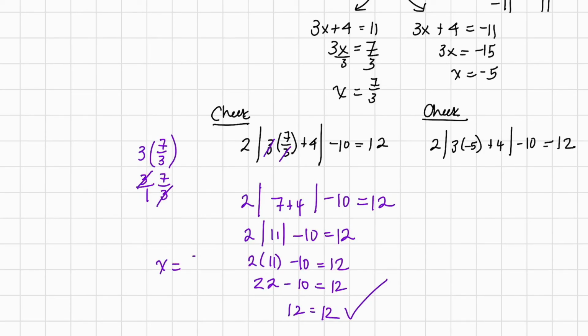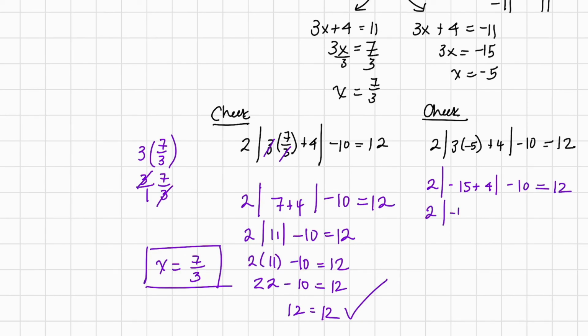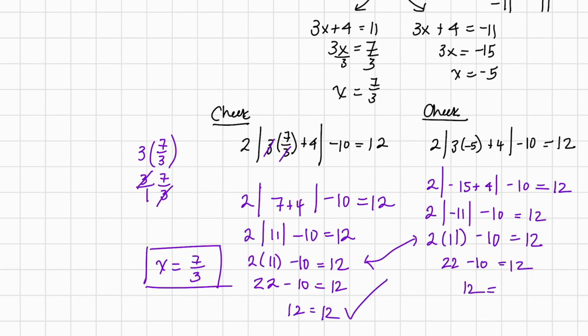So it looks like x equals 7 over 3 is one solution. So let's see if x equals negative 5 is a solution. 2 times absolute value of negative 15 plus 4, minus 10. Let's see if that's equal to 12. So then 2 times absolute value of negative 11 this time. And absolute value of negative 11 is positive 11. So 2 times 11 minus 10 is equal to 12. Hopefully you see that it's exactly the same as the left side. Therefore, this is also true. And x equals negative 5 is also a solution.